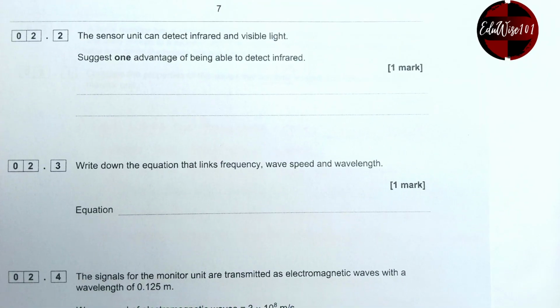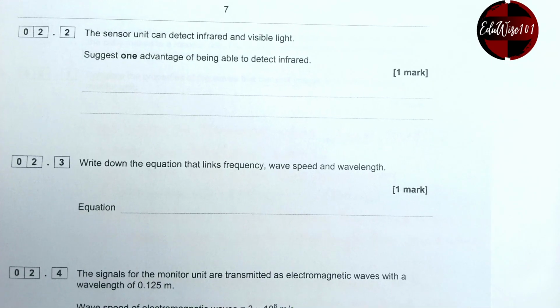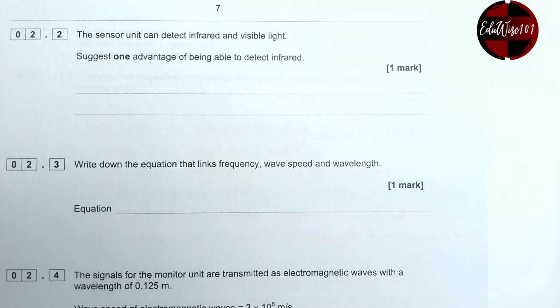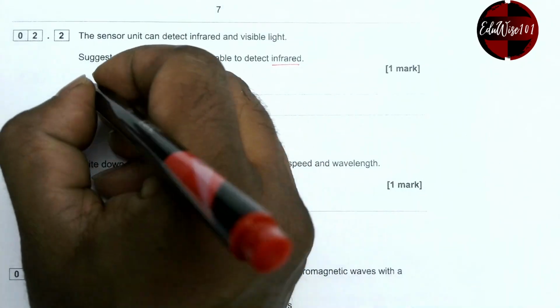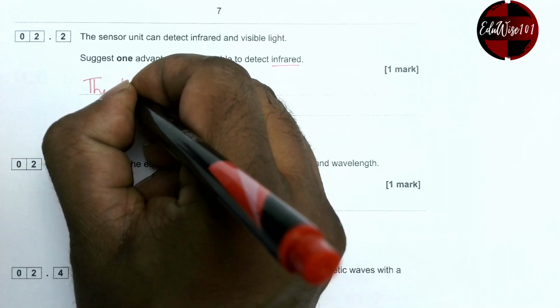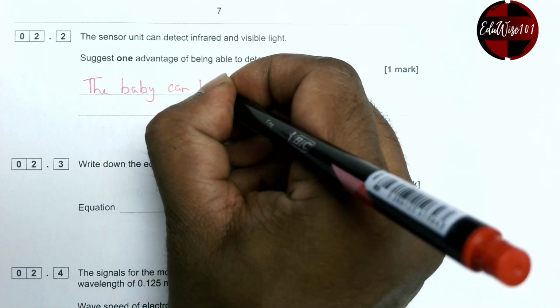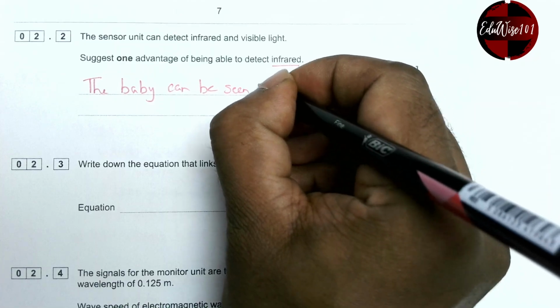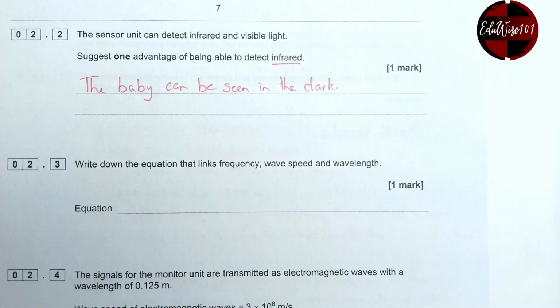Next question 2.2. The sensor unit can detect infrared and visible light. Suggest one advantage of being able to detect infrared. So infrared means that you can see in the dark. So the baby can be seen in the dark.